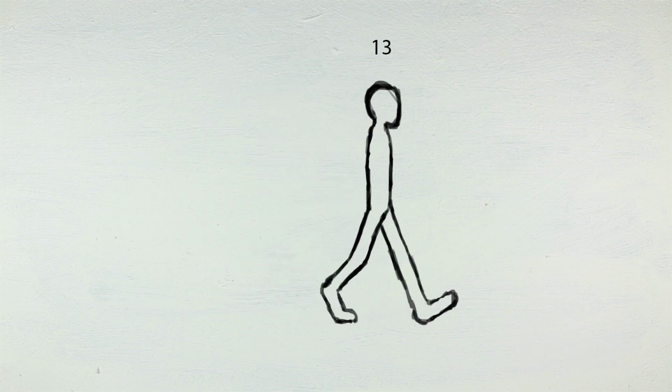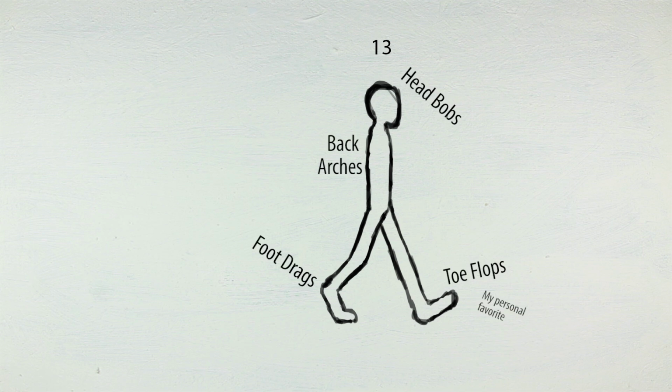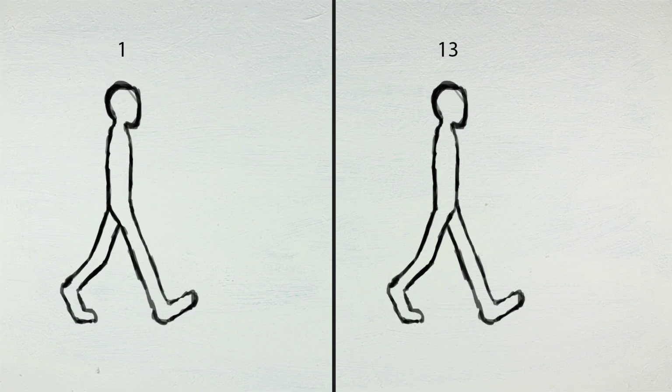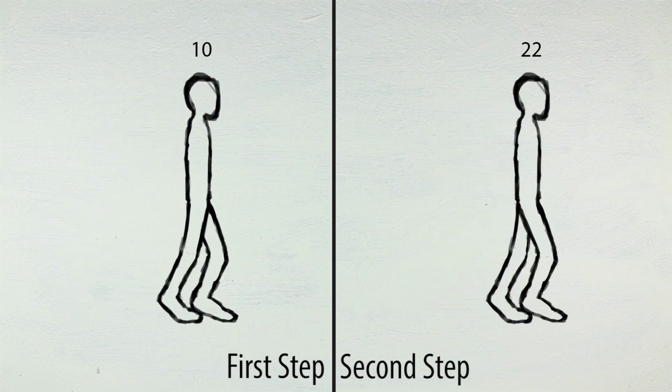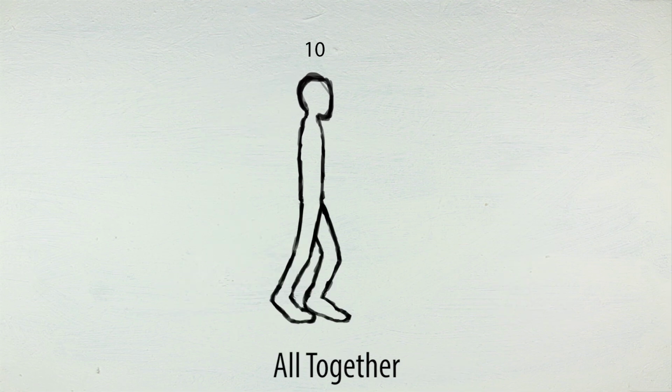There are little accents you could add like head bobs or back arches or foot drags or toe flops, but that's really up to you to mess around with. I ain't giving you all the answers. But I will tell you that in order to do a second step, you just kind of repeat everything with the other leg, so there you go.